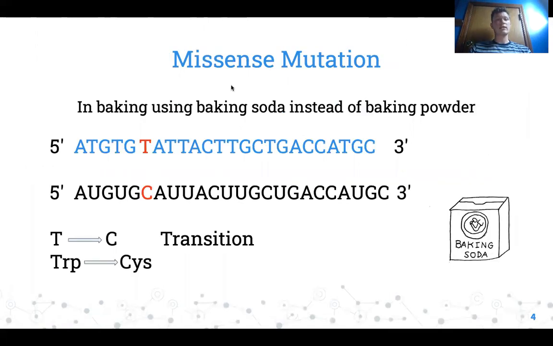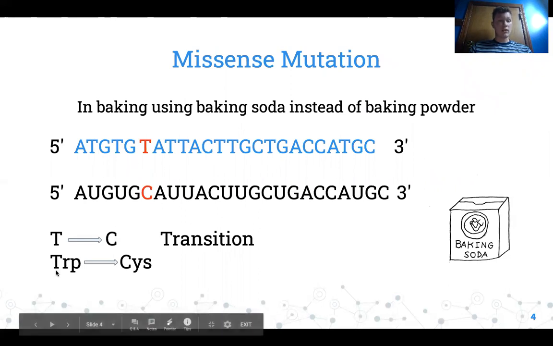So first we have a missense mutation, and so this is where you code for a completely different amino acid. So it's like in a recipe, when you use baking soda instead of baking powder, you get something completely different. So here we're going from a T to a C. And so you can see it codes for, instead of TRP, it codes for CYS.